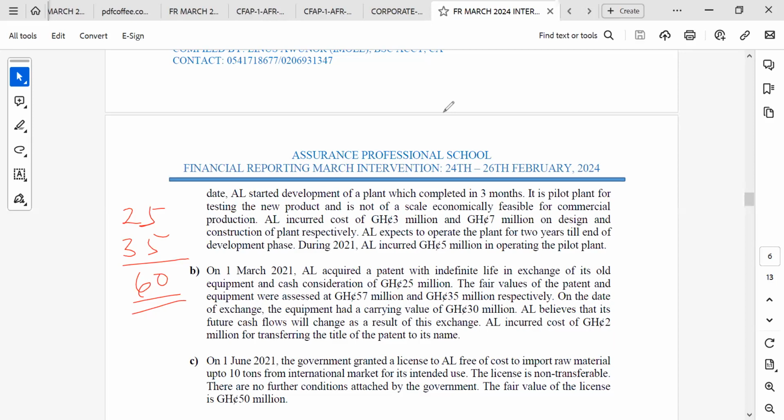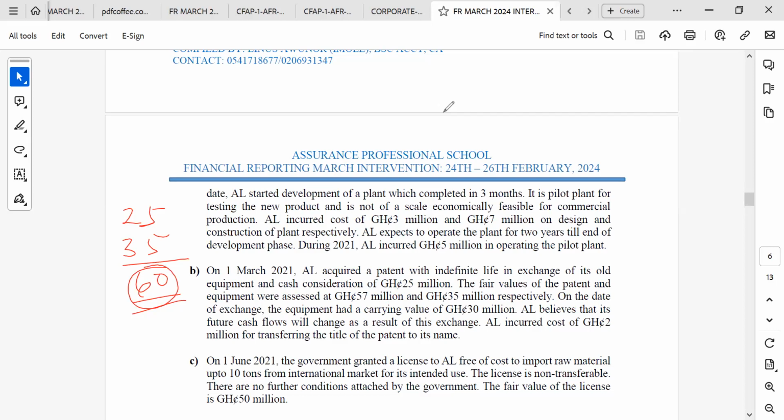So you are giving 25 million plus the equipment of 35 million. So you are giving 60 million for the patents. I can only give you up to the what? The value of what I'm receiving. I can't give more, I can't give less. So the patent will be recognized at 25 plus the fair value of the asset, not the 57. If the transaction is of commercial substance, you are giving exactly what you are receiving. You can't give more, you can't give less. So you ignore the 57 and now recognize the patent as 60 million.